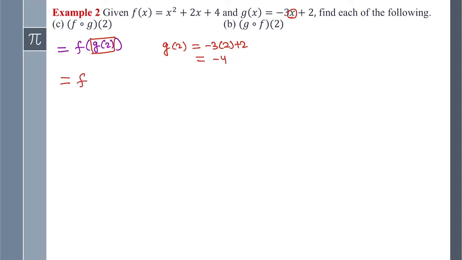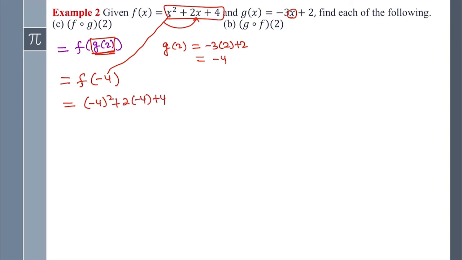So we are going to substitute g of 2 with negative 4. Now this clearly says that we are evaluating f at negative 4. So we are going to plug it in here in this expression. So negative 4 squared plus 2 times negative 4 plus 4. Negative 4 squared is 16 minus 8 plus 4, and that gives us 12.